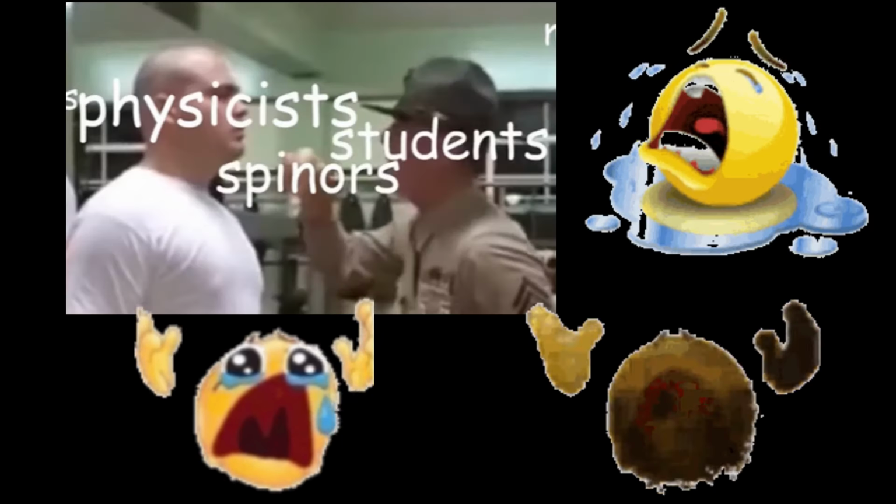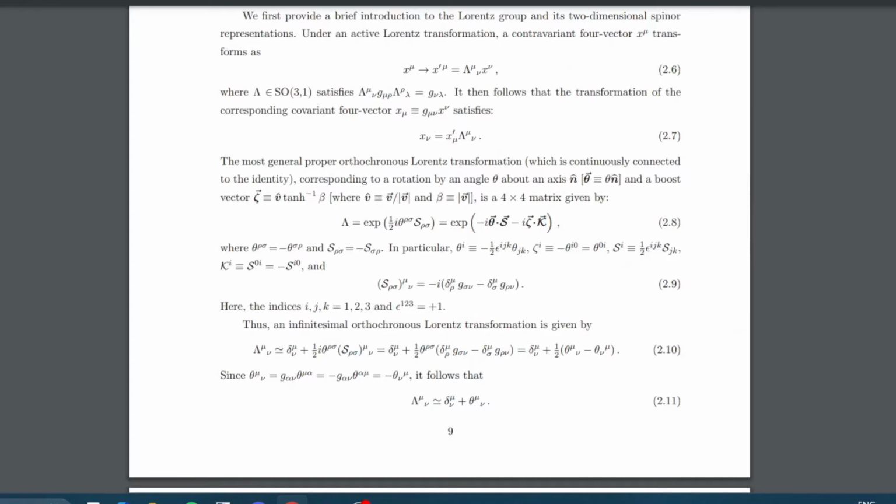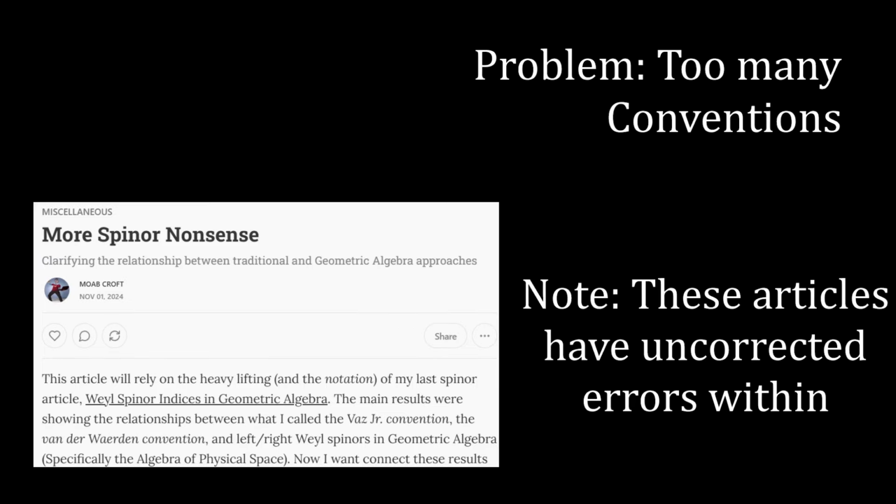Spinors are often seen as the most confusing subject within theoretical physics. However, I'd argue this is largely due to the vast amount of conventions used without mention. That is, there are many conventions for representing spinors, and most folk, including teachers, don't mention which convention they are using. This actually frustrated me so much that I wrote an article on it. And then I became frustrated again, so I wrote another article. But honestly, there are so many conventions and there's so much information on this subject that I think I could very well write a few more articles on this in time.